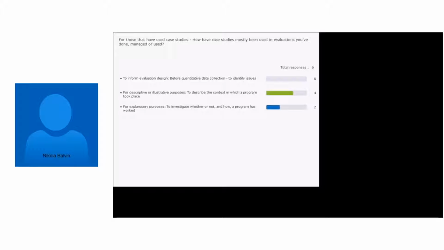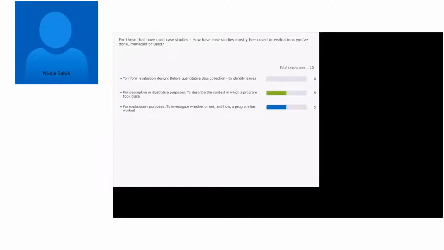We've got 6 responses, where 5 people have said for explanatory purposes, so to investigate whether or not and how a program has worked. And 6 people say for descriptive or illustrative purposes, but no one to inform the evaluation design. So I hope that gives you some idea of the audience, and over to you again, Delwyn.